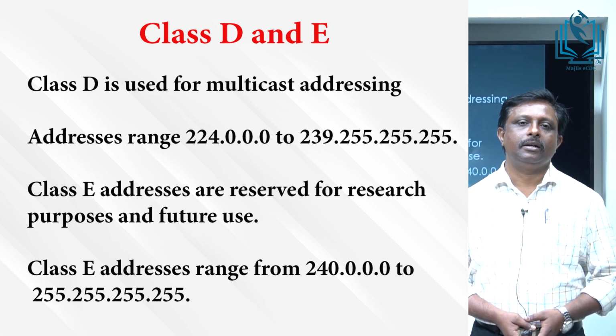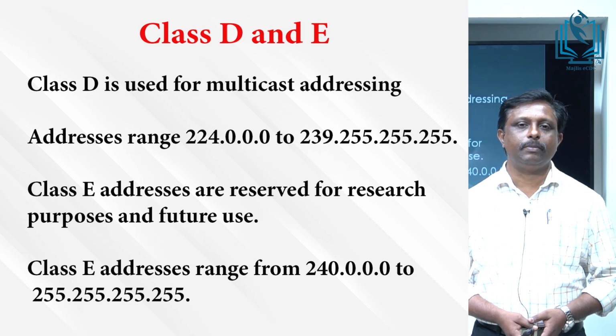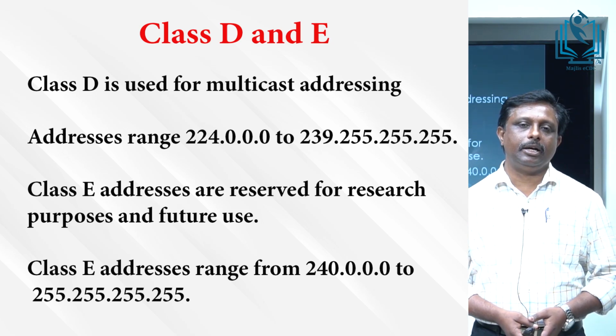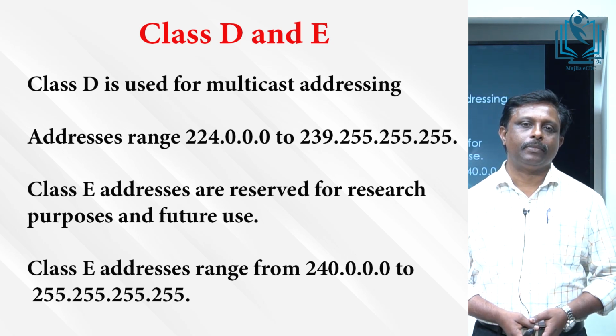The next two IP address classes, class D and class E, are not assigned to any computer. One is a multicast address, and the other, class E address, is used for future enhancement purposes or research purposes. Class D IP address is mainly used for multicasting.